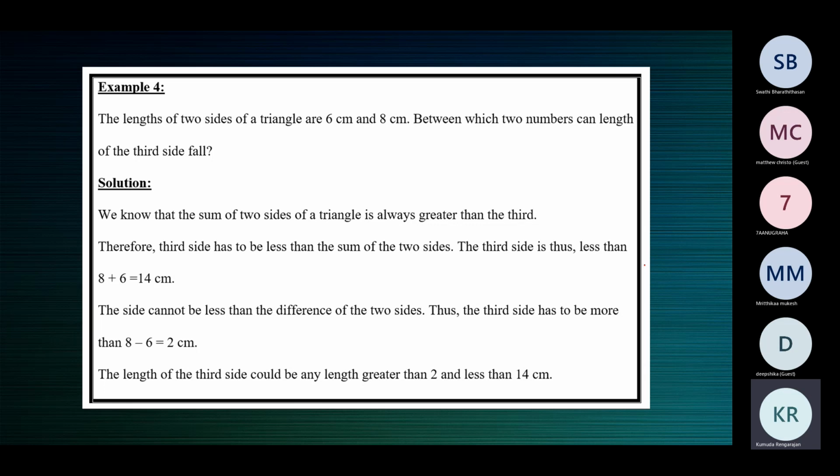So you can see the last line, children. This is enough, you write this one. The length of the third side can be anything greater than 2, but less than 14 centimeters. Greater than 2 centimeters and less than 14 centimeters.